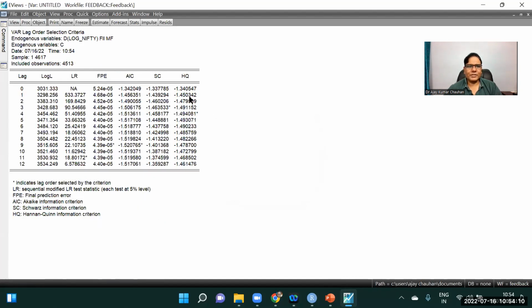Okay. So you can see that the Schwarz criterion is selecting lag 3. The Hannan-Quinn criterion is selecting lag 4. Because of this star, you can see, in Hannan-Quinn it is 4, in Schwarz it is 3, and it is 9 in case of AIC. So in daily data, we never go for AIC. So we have to check at 3 as well as 4. So let's take the 4.